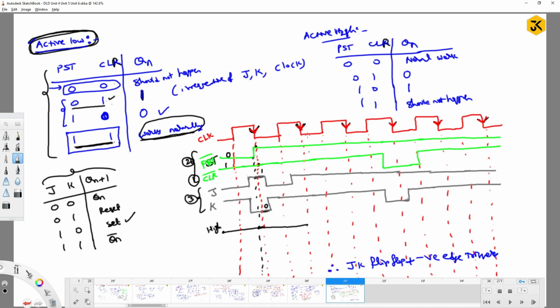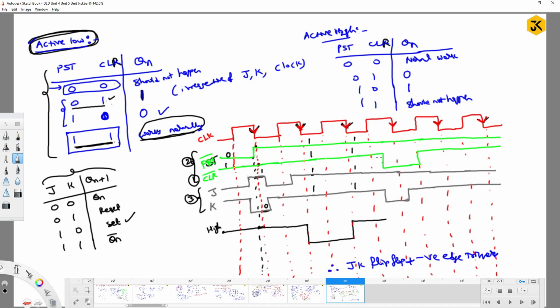Once the negative edge comes, preset and clear are again 1 1, which works normally. So you have to check the JK flip-flop. Here J and K are 1 1. When it is 1 1, it is going to toggle its state, right? So the toggle is done, and it stays until the next negative edge. Here again it is 1 1. When it is 1 1, you have to work as normal, and here also 1 1, so it will again toggle until this particular point of time or the next clock signal, right?